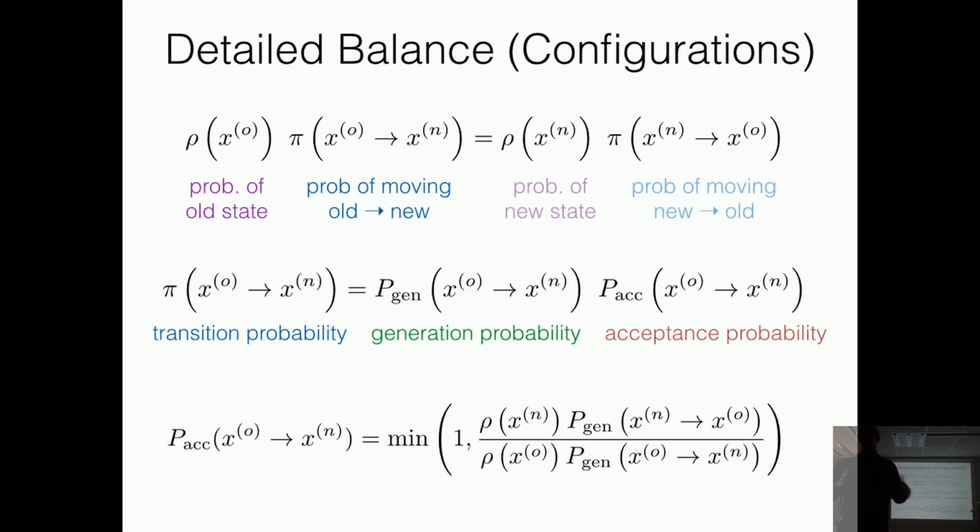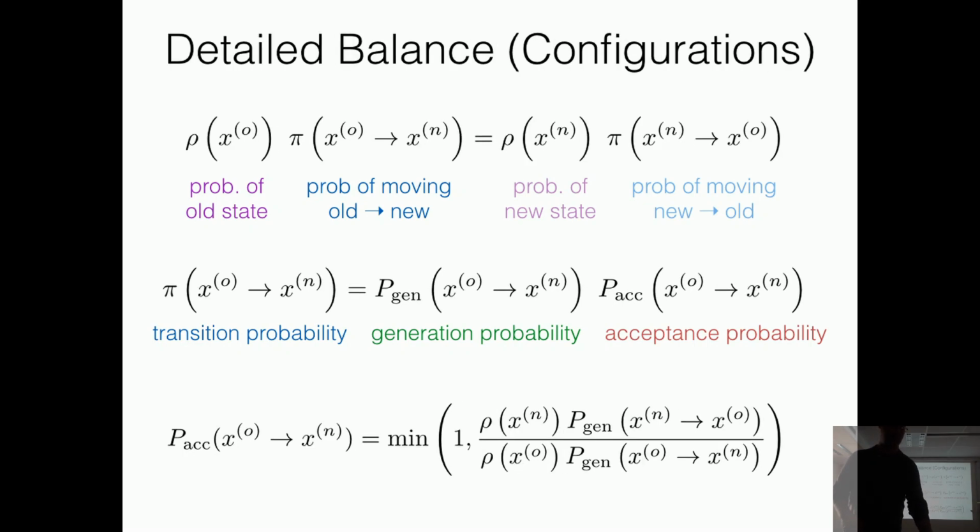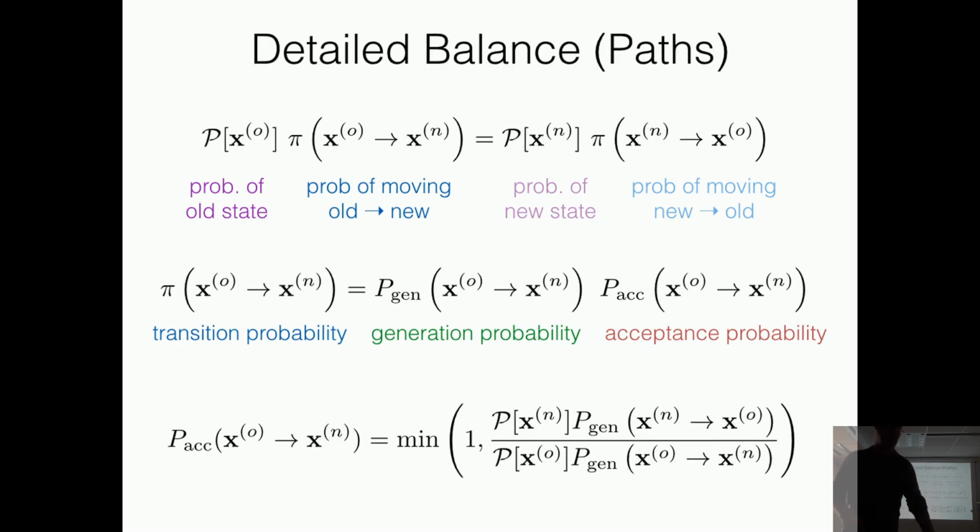So again, here is the detailed balance for configurations. When we do this for trajectories, it looks like this. What's the difference? Not much. All I did is turn the rho to a P and the italic x to a bold x. The ideas are exactly the same as in regular configurational Monte Carlo.